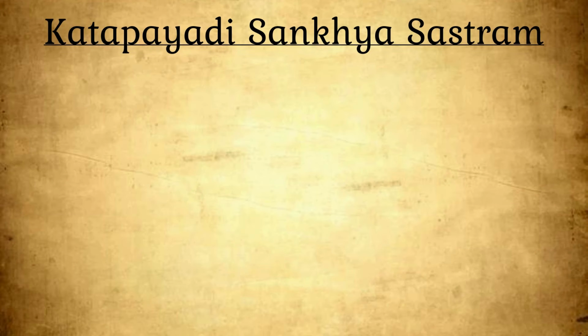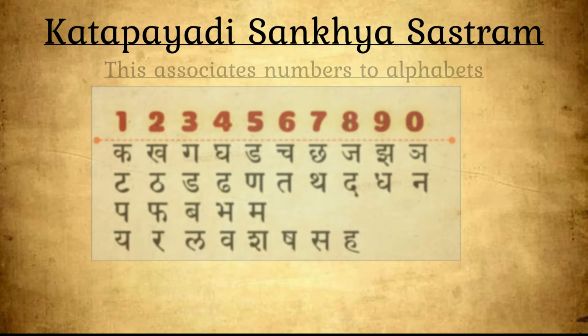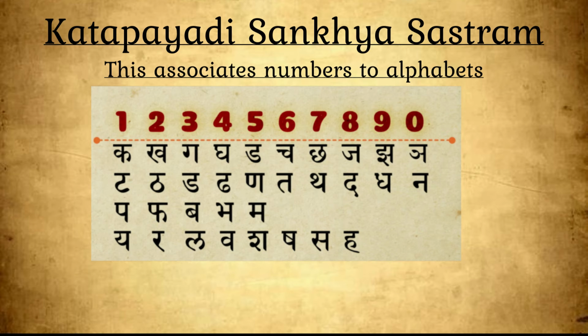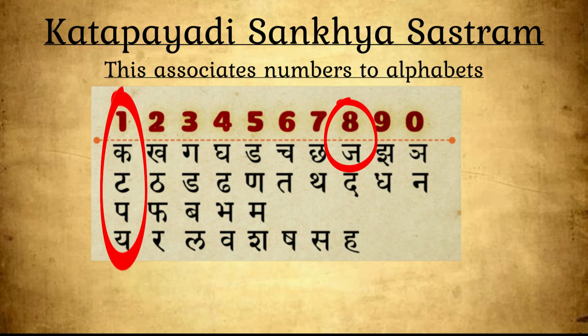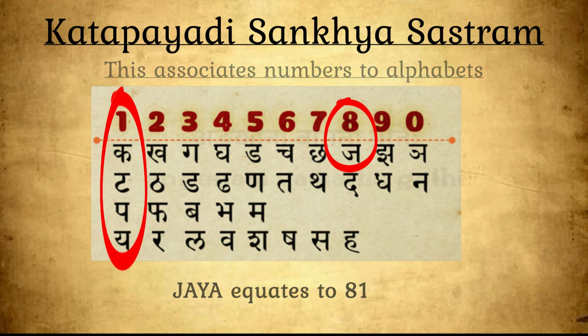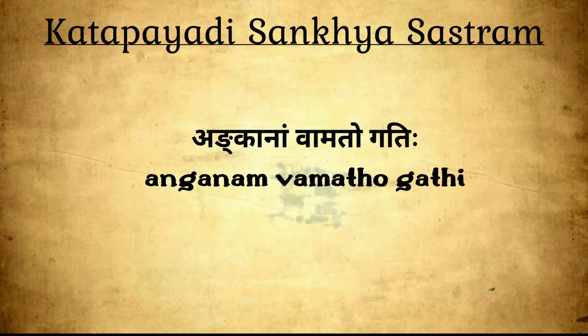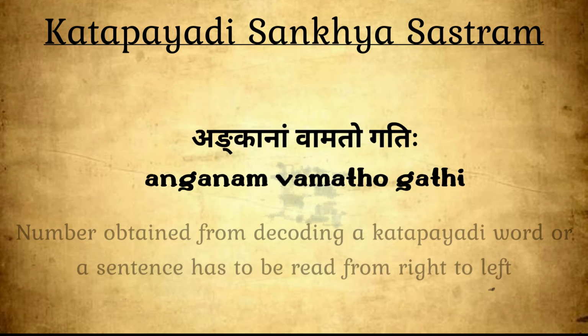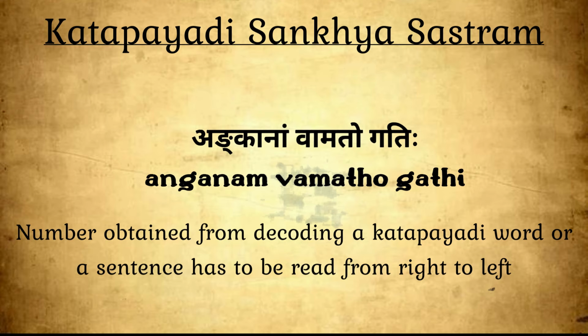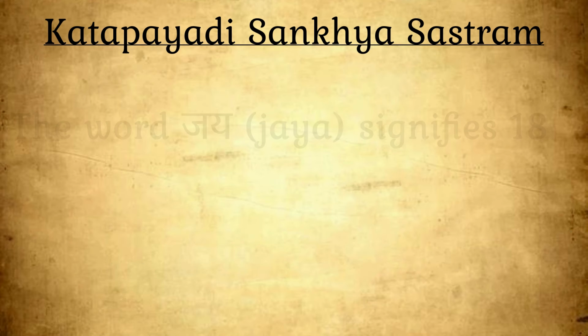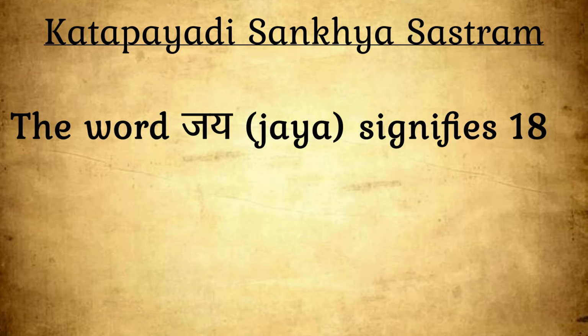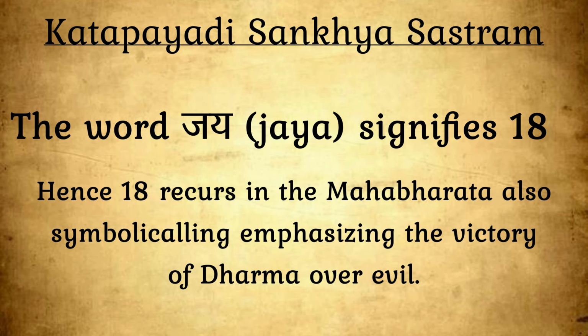Ancient India followed a system of Ganita Shastra known as Katapayadi Sankhya Shastram. This associates numbers to alphabets. According to this Shastra, Ja is equivalent to number 8 and Ya is equivalent to number 1. Jaya equates to 81. The decoding of sentence follows the rule Ankanam Vamato Gati. In other words, the number obtained from decoding a Katapayadi word or sentence has to be read from right to left. Thus, the word Jaya signifies 18. Hence, 18 recurs in Mahabharata, symbolically emphasizing the victory of Dharma over evil.